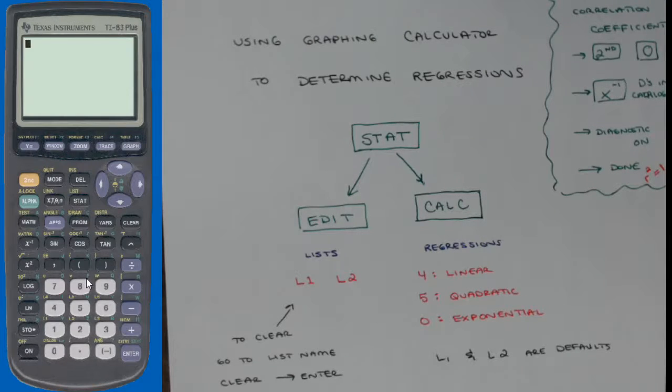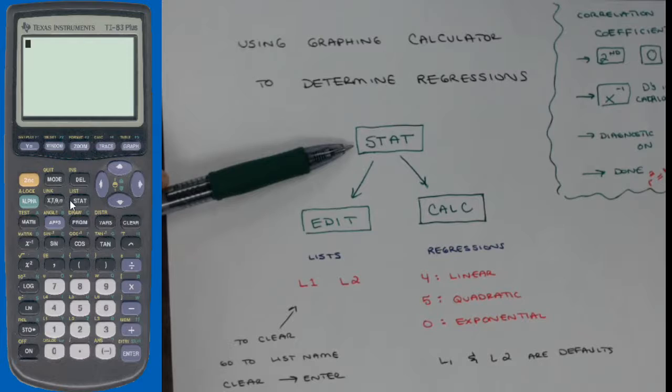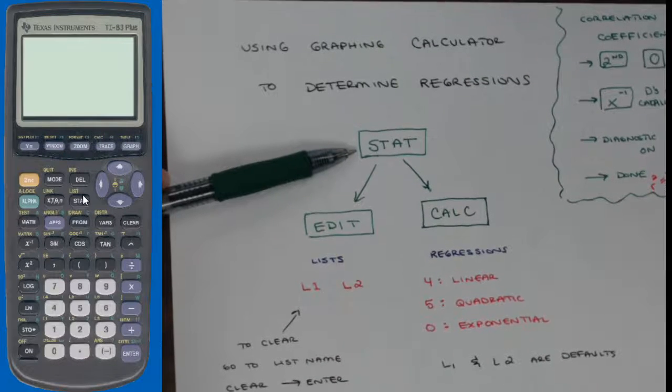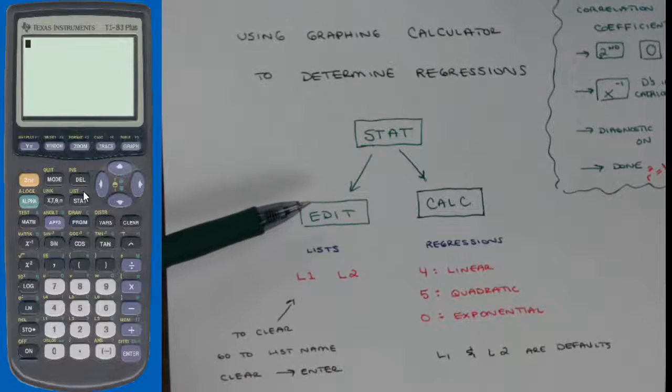So on your calculator, the first thing you want to do is find where your stat button is. That is right here on your calculator. Okay, so the stat button is the key to this, and within that menu system, you're going to look at edit and calculate.